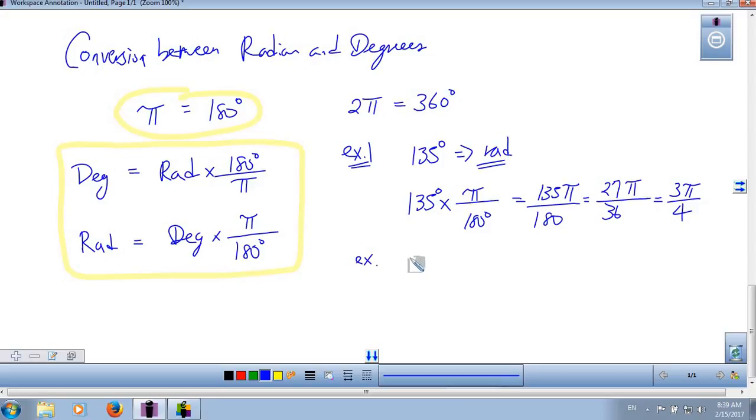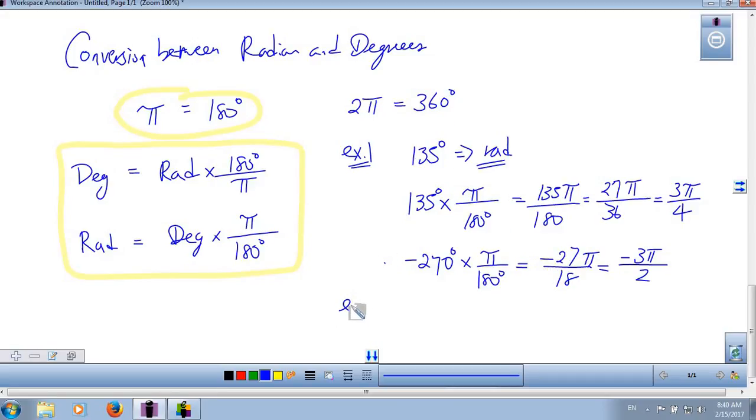Okay. Now, what if I have a negative angle? Let's try negative 270 degrees. What if I want to convert that to radians? I multiply it by the same ratio, pi over 180 degrees. So here we get negative 270 pi over 180. We reduce 270 by 10 and 180 by 10, giving negative 27 pi over 18. Now you can keep reducing by 9, and so this would be 3 pi on top, and reducing the bottom by 9, it will be 2. Okay?